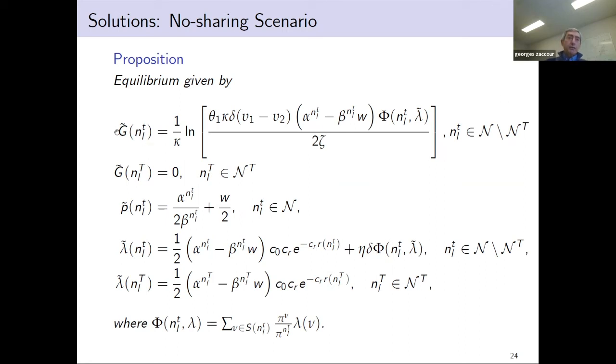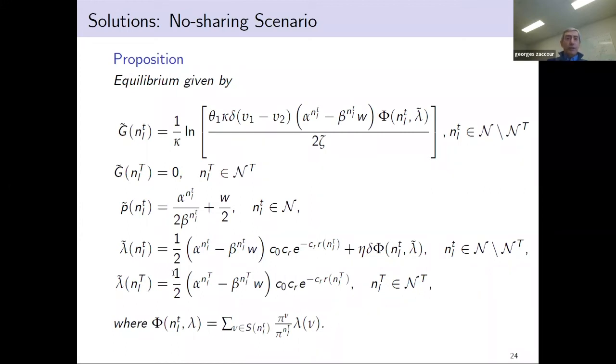We can show what is the green activity equilibrium level at any node. And this equilibrium level is depending on all parameters. And more importantly, it's depending on this phi function. And what is this phi? This phi is accounting for the marginal value along the successors. I will give a more interesting interpretation in a second.